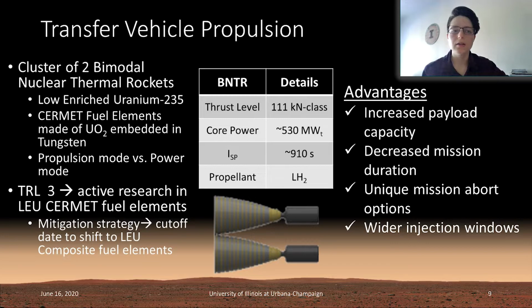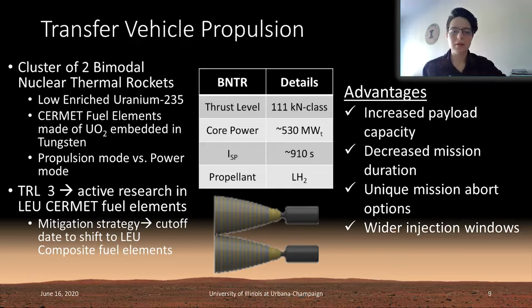The propulsion system implemented in each transfer vehicle is based off nuclear thermal propulsion, where propellant is heated while running through the fuel elements of a reactor and then accelerated through a nozzle. Specifically, the system is made up of a cluster of 2 bimodal nuclear thermal rockets that use low-enriched uranium-235 and have cermet fuel elements made of uranium dioxide embedded in a tungsten metal matrix. It's bimodal because it can be used for propulsion maneuvers and power generation, which will be addressed in a later slide. Thrust level, core power, and specific impulse are listed in the table on the slide, and the propellant used is liquid hydrogen due to its low molecular mass.